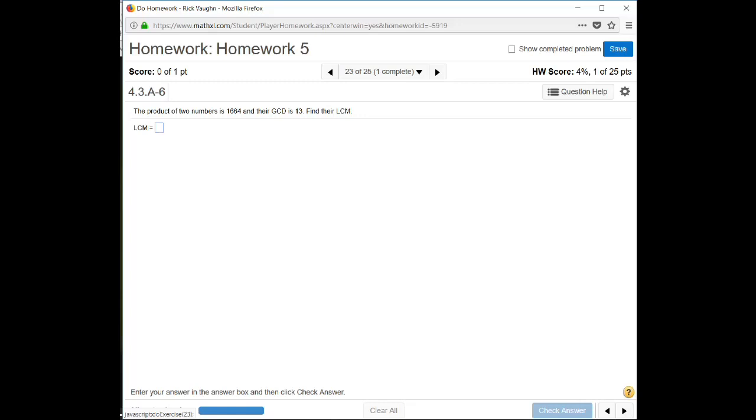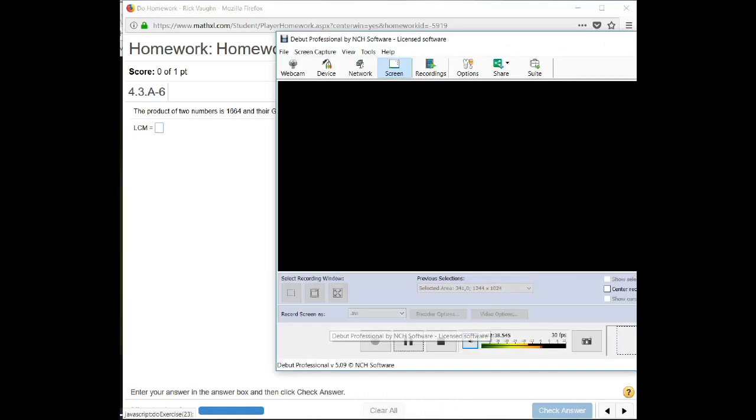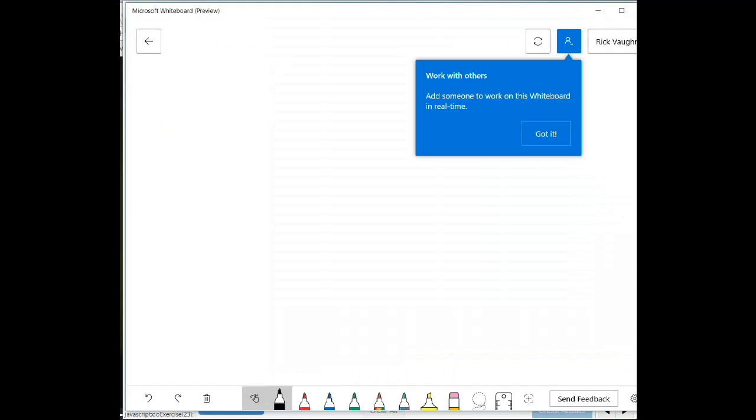I'm going to pause this video for just a second while I pull up the whiteboard. All right, so now we have the whiteboard here. If you have A and B, the product of A and B is equal to the product of the LCM and the GCD of those same two numbers. LCM of A and B times the GCD, greatest common divisor.